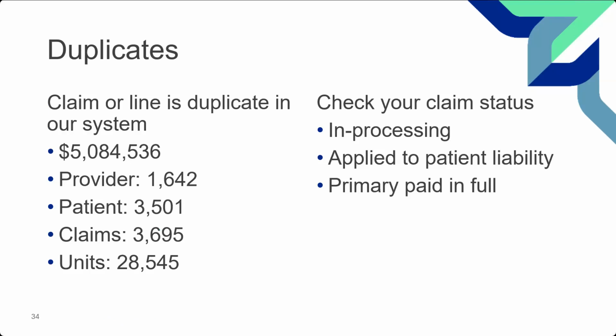What we're looking for, and why do we deny these as duplicates? We want you to file an appeal to show us that they were separate times and medically necessary, separate transports. So hopefully that makes sense for why these duplicates happen. And again, you can see the data there. It's a higher volume than what we would like to see.